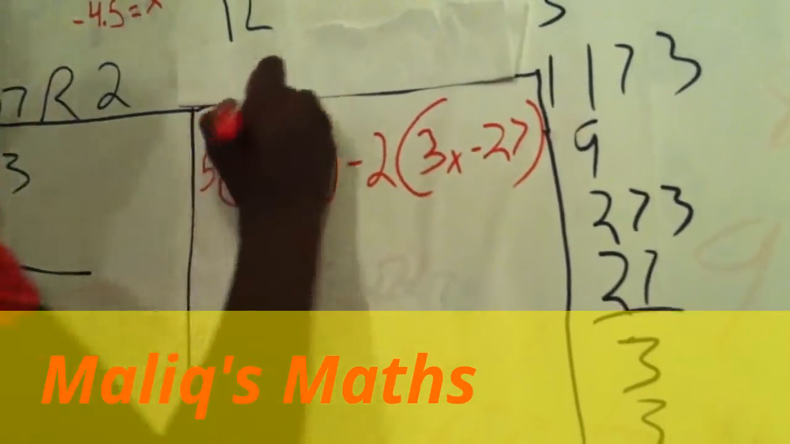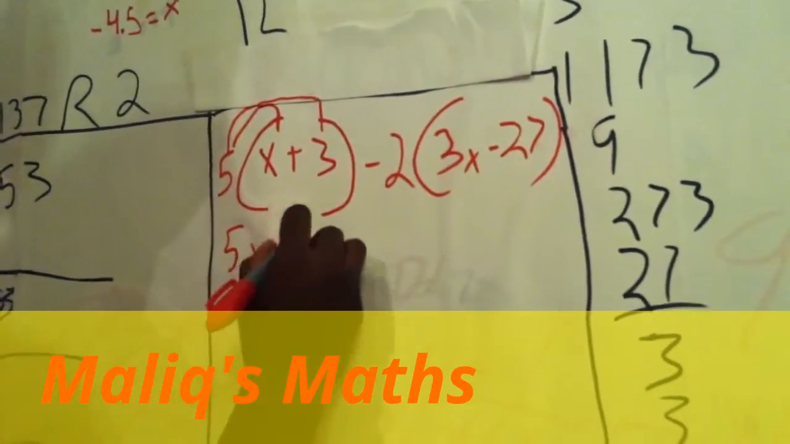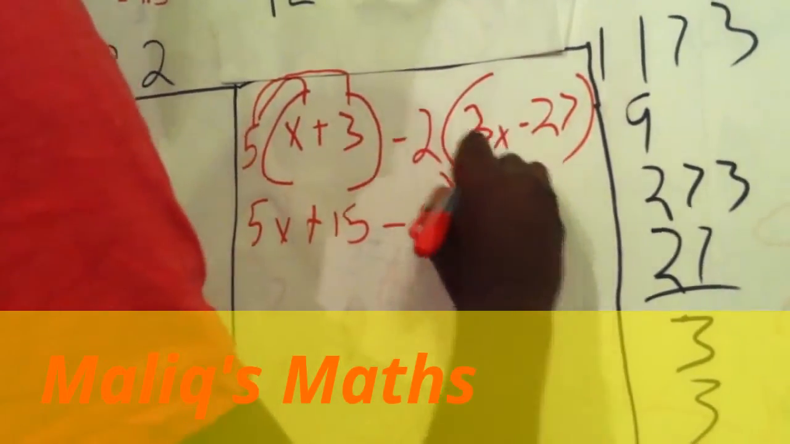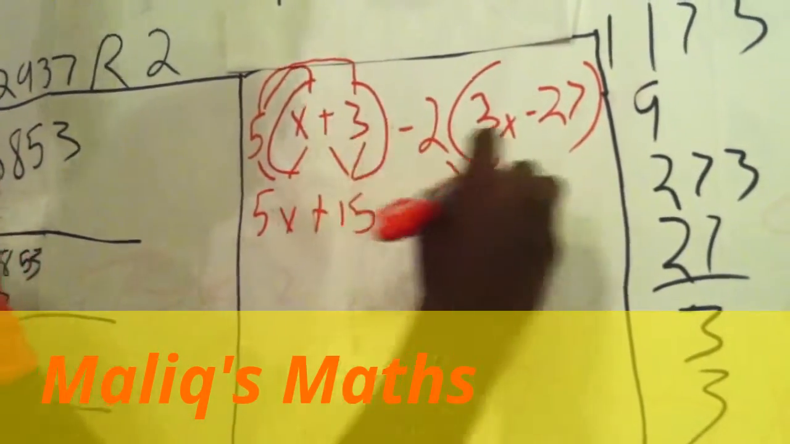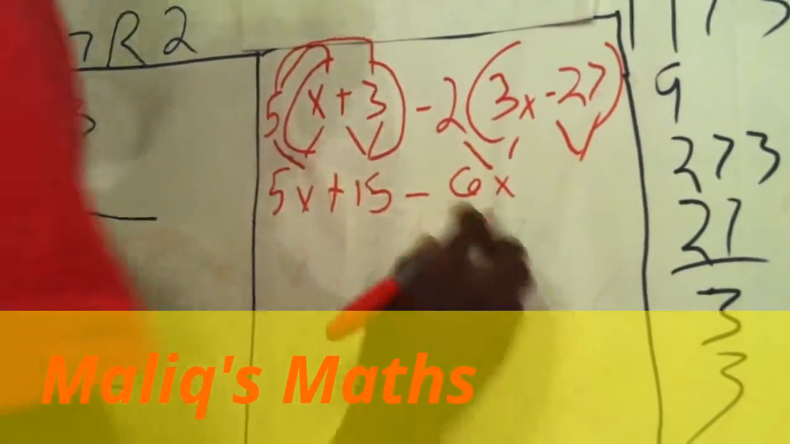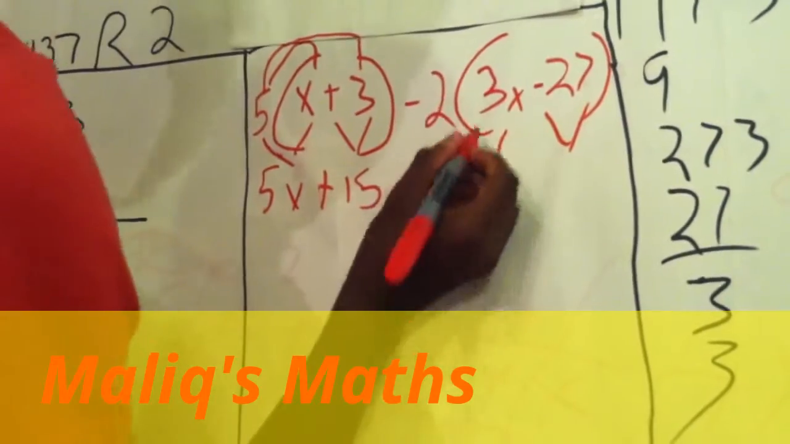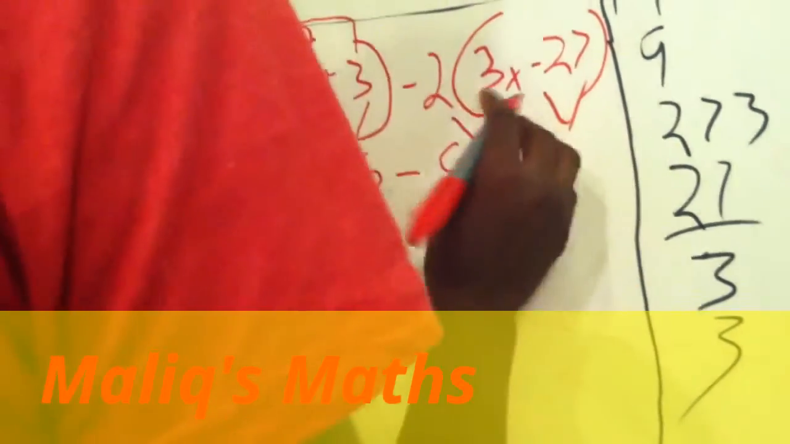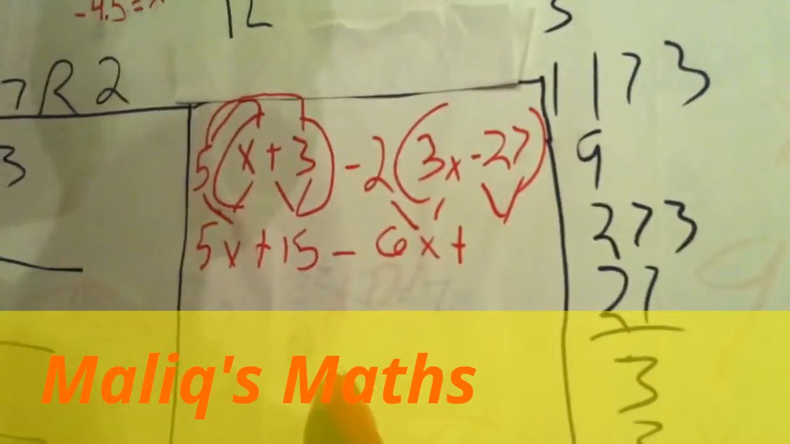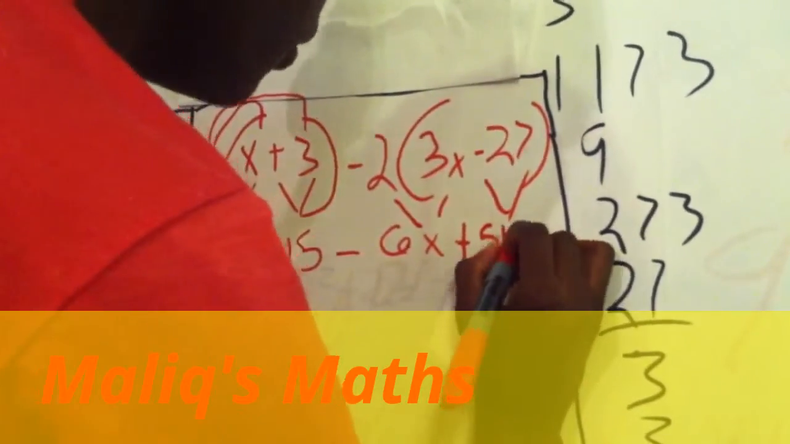Minus 5x plus 15 minus 6x. See these two numbers make that like that. Negative 2 multiplied by 3x gives you a negative 6x. Negative times a negative always equals a positive, so it'd be plus 54. Plus 54.